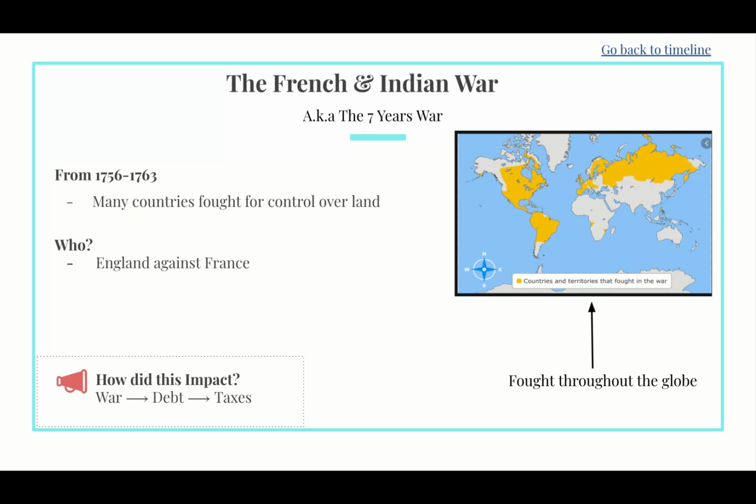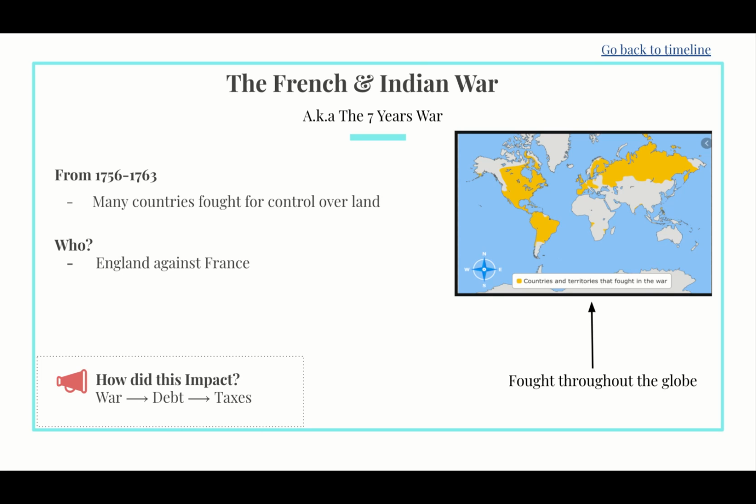The French and Indian War was also known as the 7 Years' War because it lasted for the 7 years between 1756 to 1763. Many countries fought for the control over land. For example, in the map, you can see that the Americas, Asia, and Europe all fought in this war, but it was mainly against Britain and France.